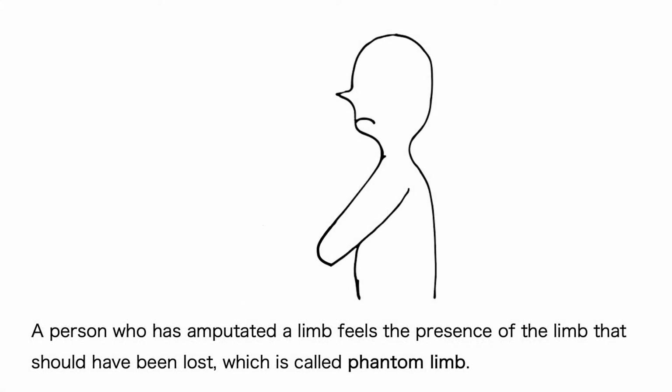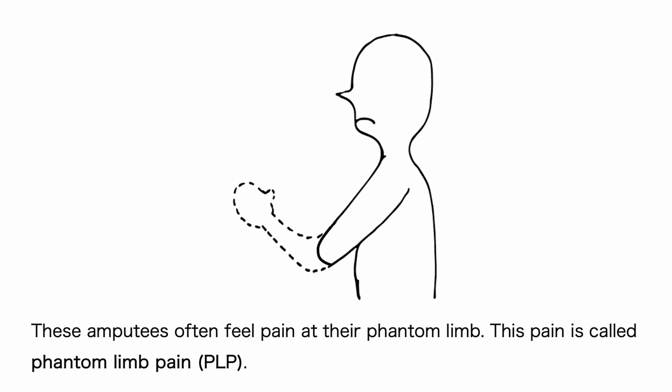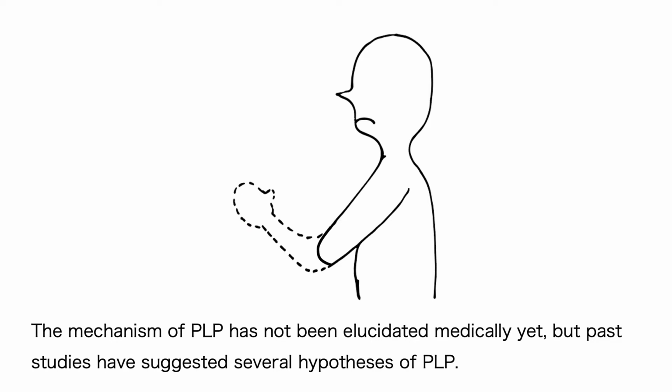A person who has amputated a limb feels the presence of the limb that should have been lost, which is called phantom limb. These amputees often feel pain at their phantom limb. This pain is called phantom limb pain. The mechanism of PLP has not been elucidated medically yet, but past studies have suggested several hypotheses of PLP.